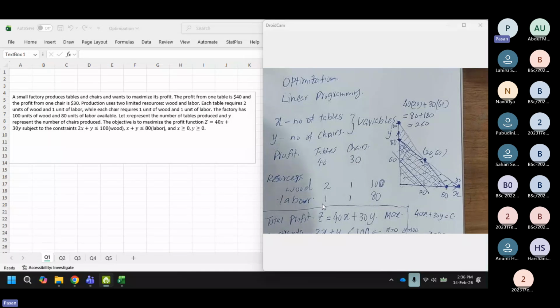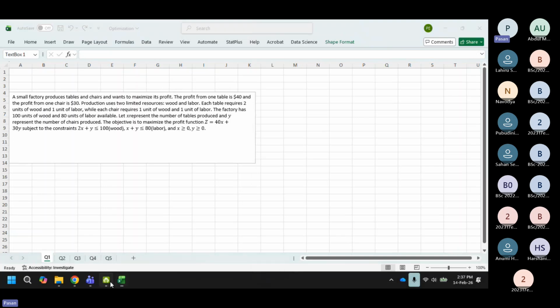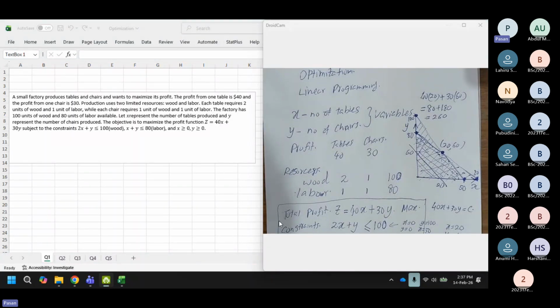right? So that's the idea in terms of identifying our optimum solution graphically, when you have a very simple situation. Okay, so now we will identify how we can get this solution using the software, right? That's our graphical method. Now let's see how we can use our software to get this solution, right?